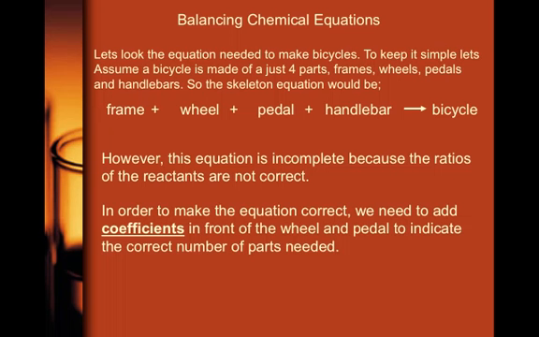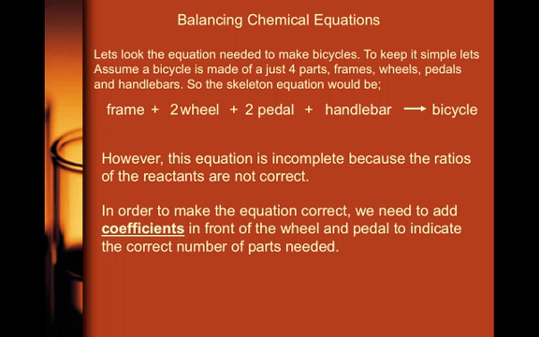Everyone knows that a bicycle needs two wheels. You also need two pedals for your bicycle. So you would add the coefficient 2 in front of the wheel and the pedal, and that would create your bicycle: a frame plus two wheels plus two pedals plus handlebars makes a bicycle.